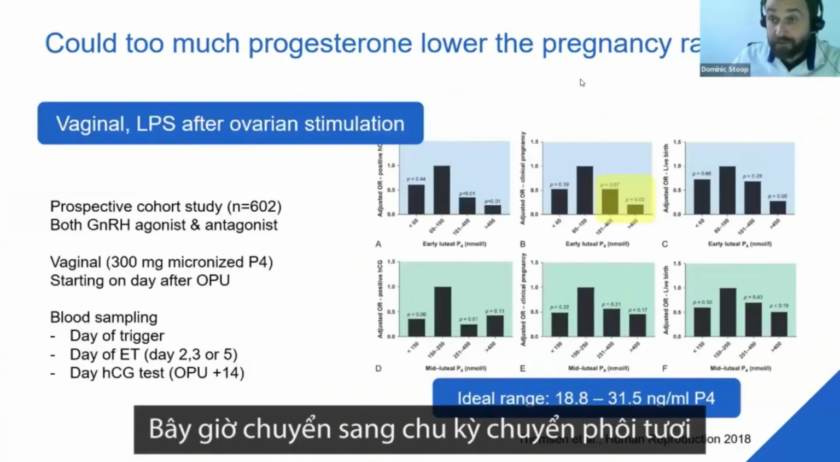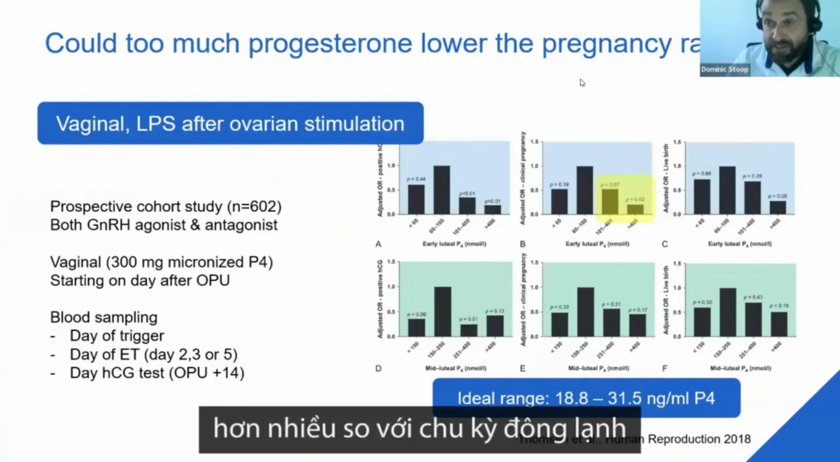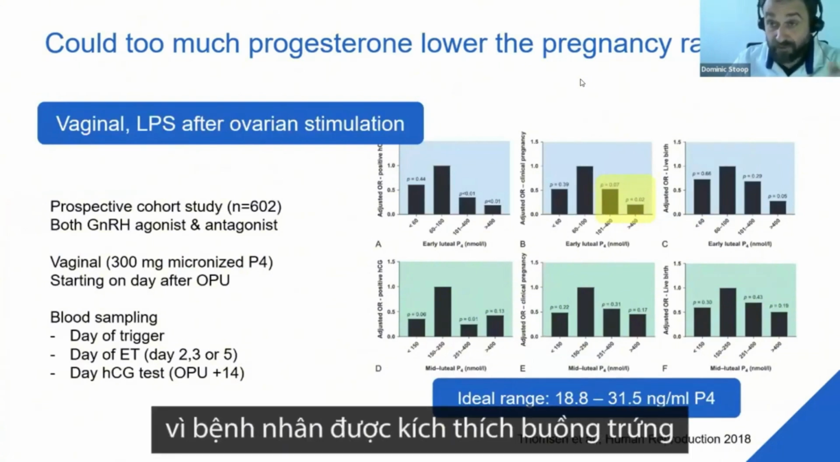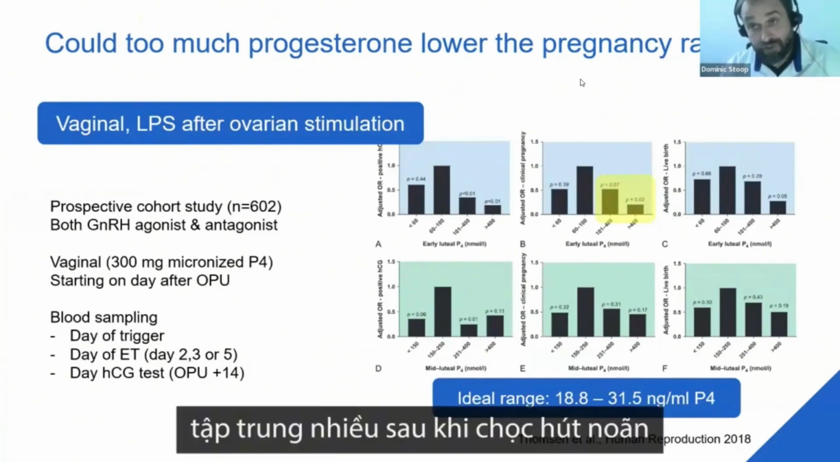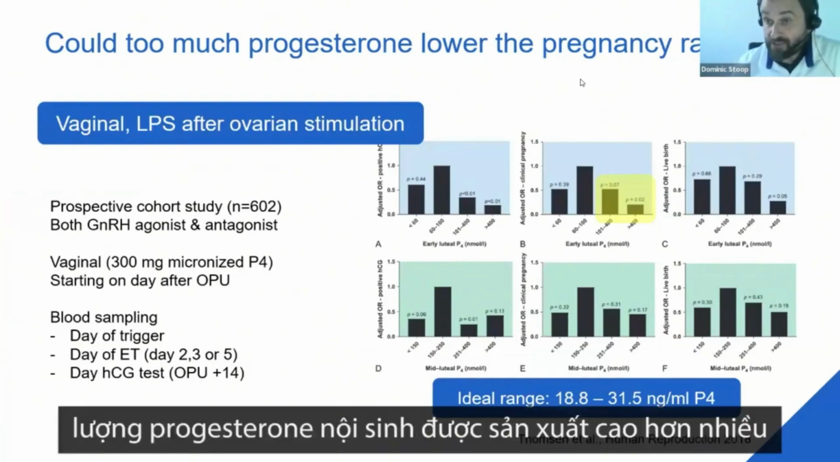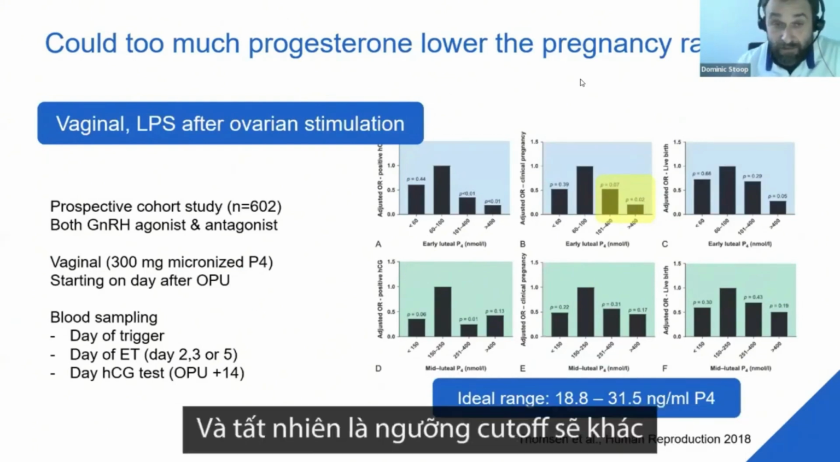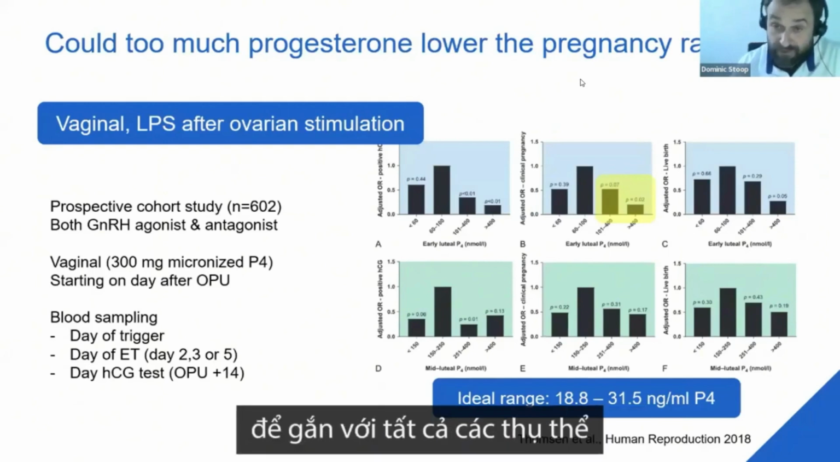Now, going to the fresh embryo transfer cycle. In fresh embryo transfer cycles, not that many studies have been performed, much fewer than in cryocycles. Progesterone also tends to be much higher in fresh embryo transfer cycles, because we had ovarian stimulation, with many more estrogens and many more corpora lutea after the egg retrievals. So there's a much higher endogenous progesterone production, at least in the beginning, and then of course you need to supplement the luteal phase. We assume, of course, that the cutoffs will be different, and because of the higher estrogens, more progesterone will be needed to bind to all receptors.